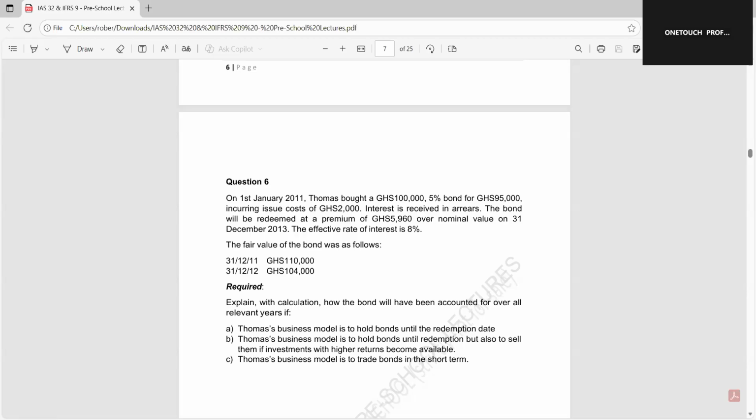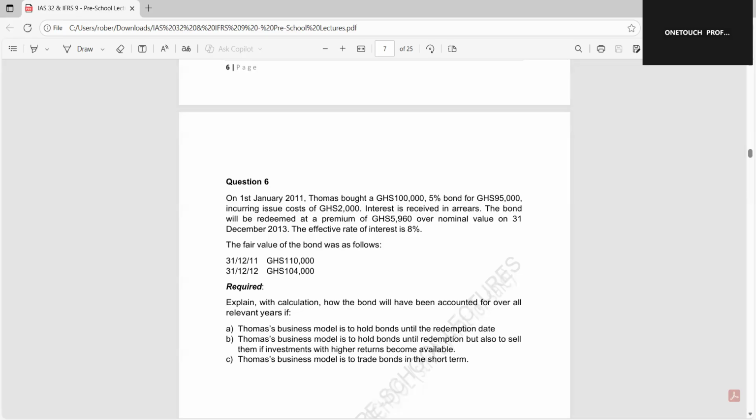The fair value of the bond was as follows. Explain with calculation how the bond would have been accounted for over all relevant periods. If the business model is to hold the bond up to the redemption date, what type of financial asset will this be? Financial asset at amortized cost. Okay.